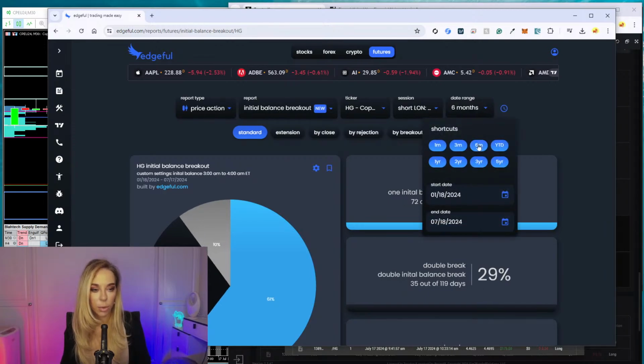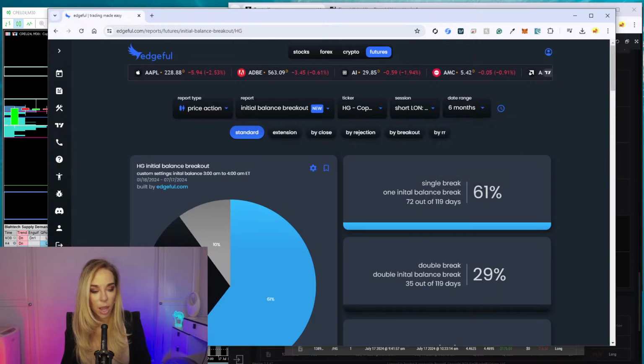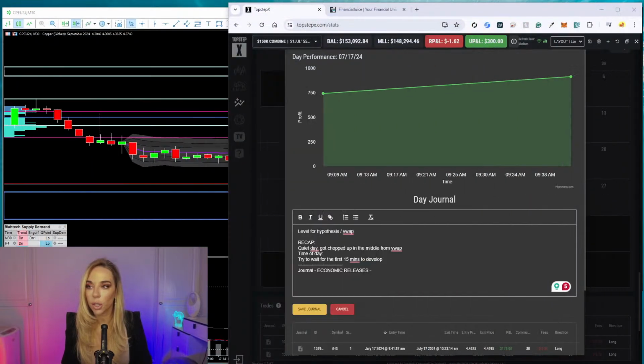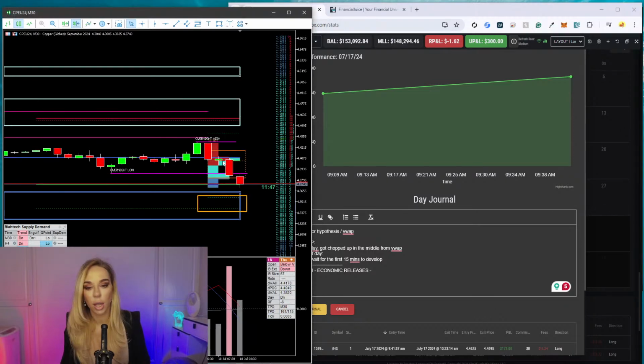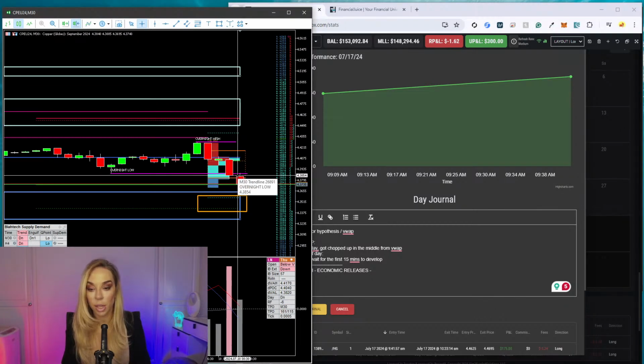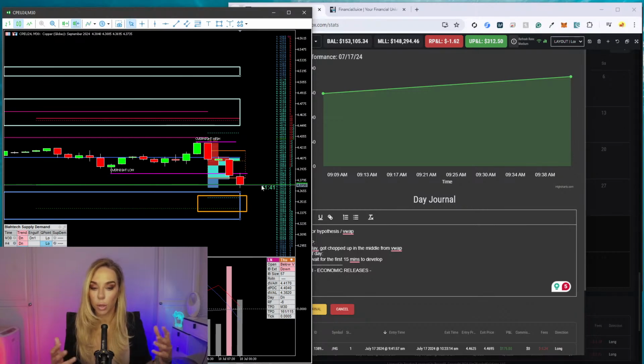So let's have a look at something closer, 6 months. Yeah, it's about the same. So about 60% of the time, in a 6 months to about a 2-year sample size, copper breaks the initial balance to one side only. So we can use that, right? Instead of always expecting a range bound day, you can say, well, actually, we are going to have that trending move downwards, and it should have a 60% probability of working out over long periods of time.